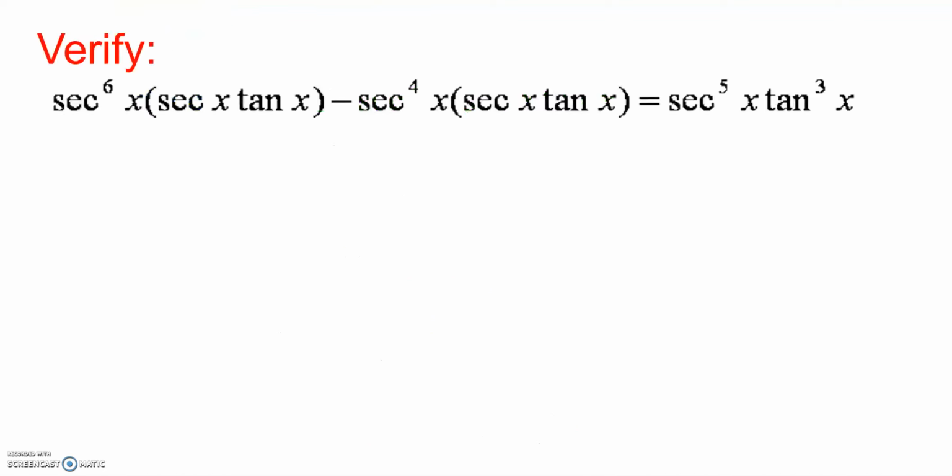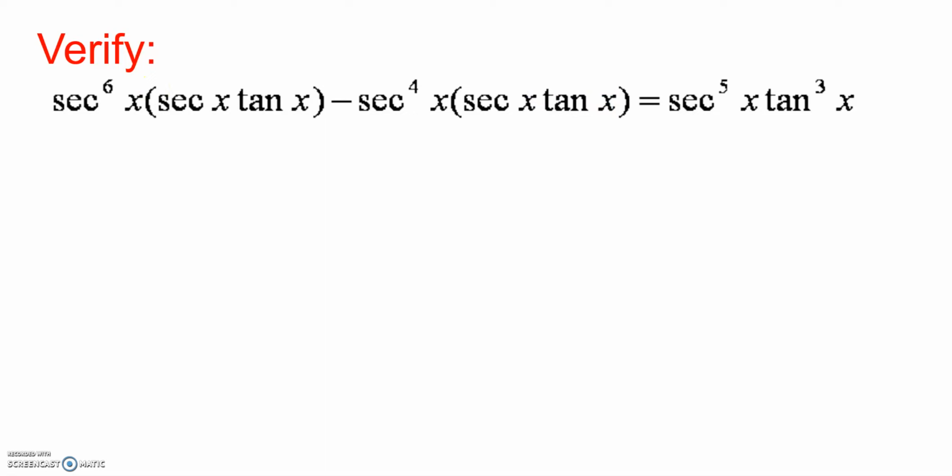Speaking of practice, let's keep going. Oh, this one looks like a doozy. Let's see what we can do here. So we want to verify this identity. We want to get this mess to somehow become secant to the fifth and tangent to the third. My suggestion would be, again, starting with this left side because it's a lot more complicated.